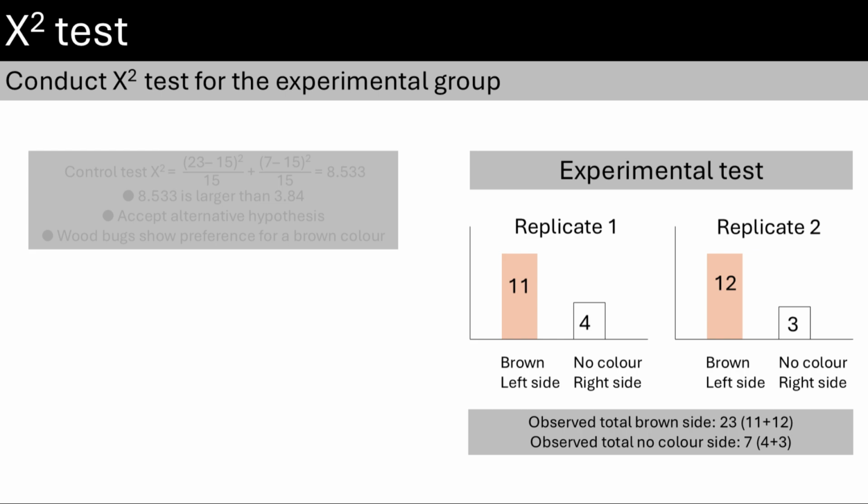For practice, try calculating the chi-square value for the experimental group and compare it with the critical value. In the end, you should be able to accept the alternative hypothesis, which means that wood bugs do show a preference for brown color. The grayed out rectangle box contains a solution so that you can double check your work later.